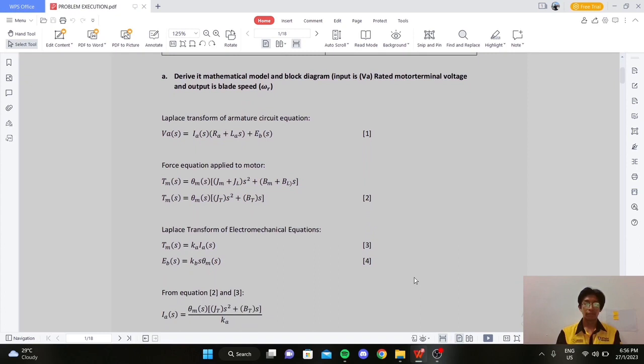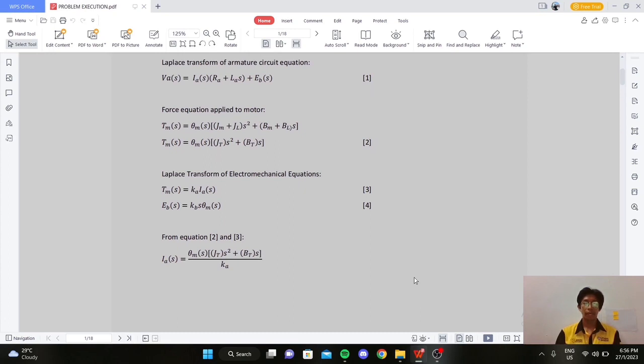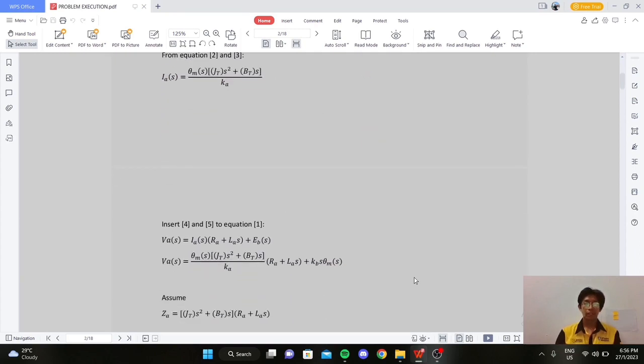The next is the Laplace transform of the electromagnetic equations. TMS equal to KA times IAS, so it's equation 3. EBS equal to KB S theta MS, so it's equation 4. From equation 2 and 3, we get IAS equal to theta MS times JT times S squared plus BT times S over KA. Next, we insert equation 4 and equation 5 into equation 1.